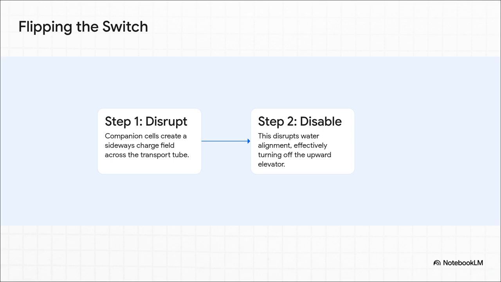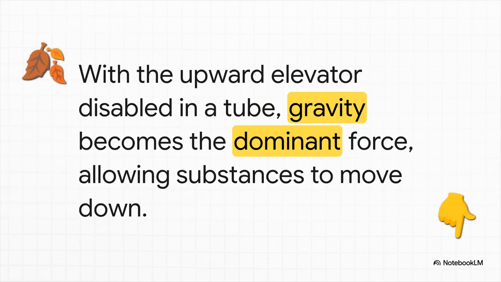It says there are these special cells right next to the transport tubes that can create their own little charge field, one that runs sideways. This sideways force messes up the main upward flow and basically shorts out the elevator in that one specific tube. And once that upward push is switched off, what's the only major force left acting on the sap? Gravity. With the elevator out of service, things just fall. The plant doesn't need a whole new system to push things down. It just turns off the up button and lets gravity do all the work.